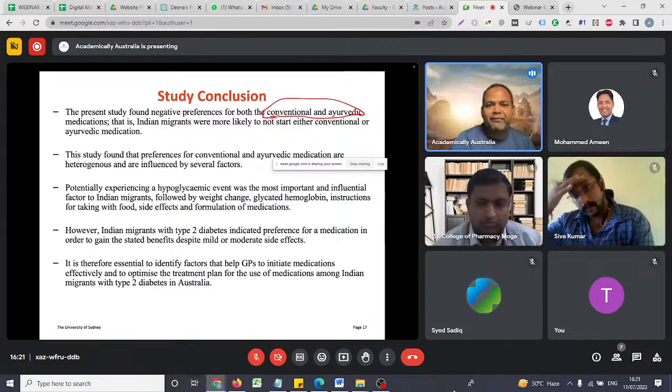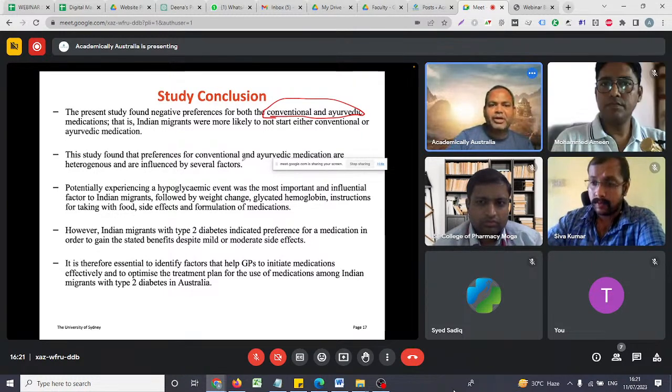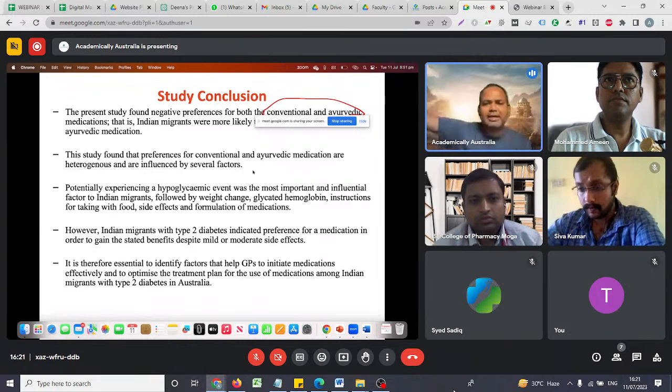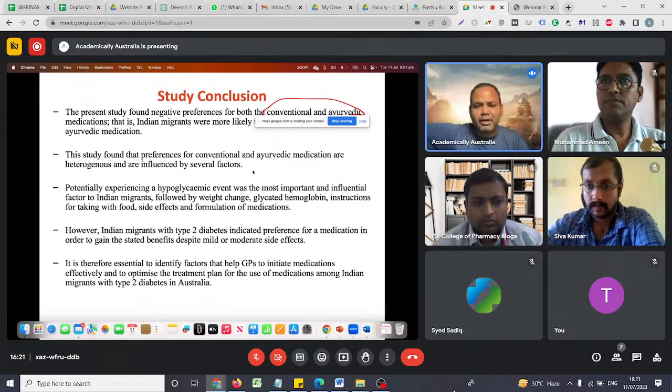But Indian migrants most likely do not want to start either conventional or Ayurvedic. That means they do not want to start either medication. Okay, and the study found the preference for conventional medication over Ayurvedic medicine was heterogeneous, influenced by several factors. We cannot say specific factors are influencing them, but most of the patients give the preference to conventional or allopathic medication over Ayurvedic medicine in Australia.